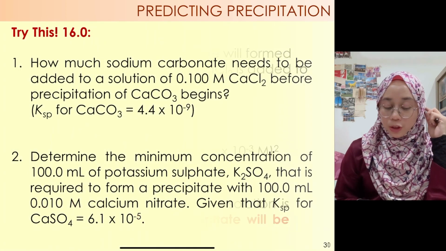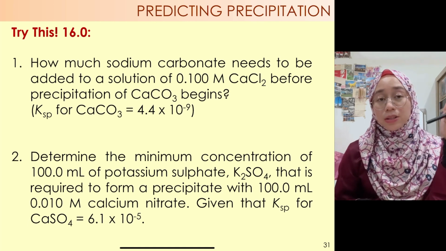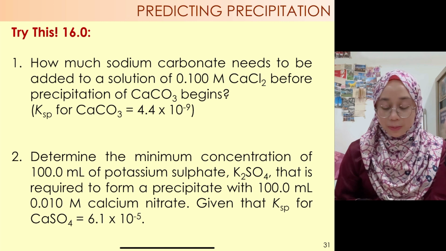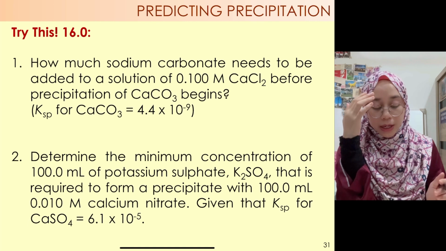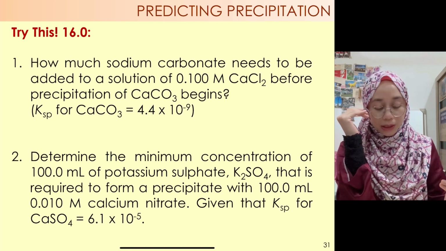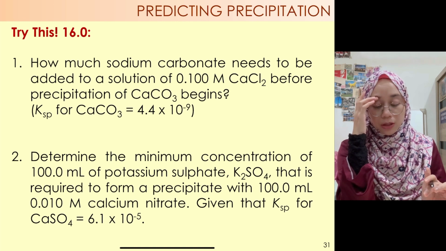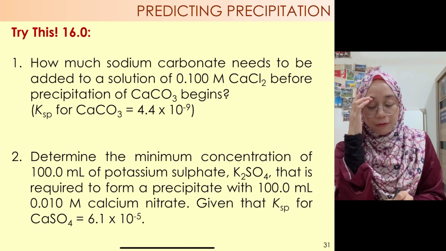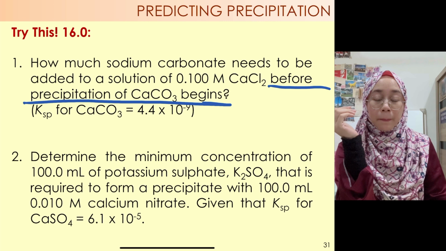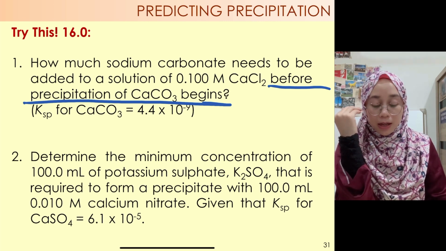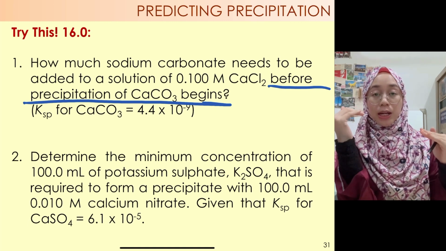Okay, so later you try this 16, class. So try this 16, somehow its questions are slightly different compared to the example Miss gave. Okay, but number one is quite straightforward. Just try to focus on question 1 and question 2. So it mentions how much sodium carbonate needs to be added to a solution of 0.1 molar CaCl2 before precipitation of CaCO3 begins.